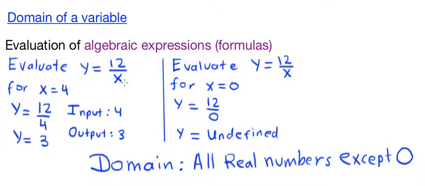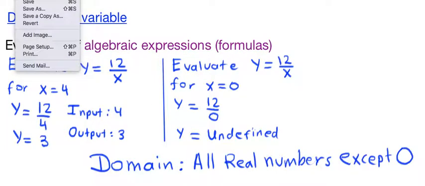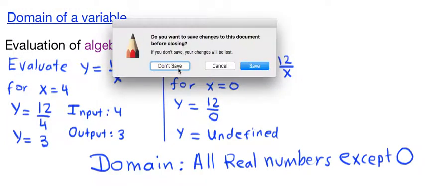All real numbers can be evaluated into this formula. They will give us good outputs except for 0. So you take away 0 from the set of real numbers. Now let's generalize this idea. Let's think of this in general. So let's go to the next page.